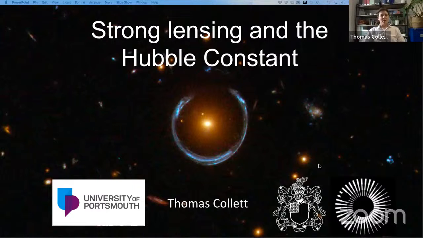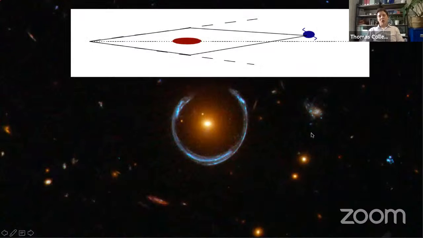So yeah, I'm going to talk to you about strong lensing, the Hubble constant, testing general relativity, and the cosmological parameters. So there we go. So strong lensing occurs because massive objects warp space-time. What that means is that light traveling past an object like a galaxy or a cluster is deflected.